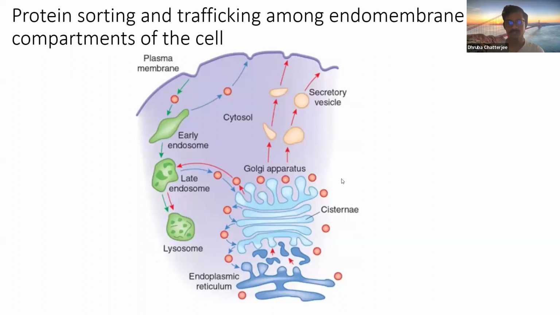Now, the trans-Golgi network acts as a major hub of protein sorting. So the vesicles formed from the trans-Golgi network, having suitable proteins, are then destined towards a particular subcellular destination like the plasma membrane or the late endosome, lysosomes, early endosomes, etc.